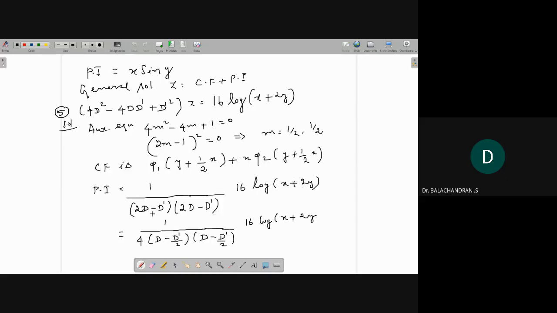Okay, now I want to make the coefficient of D as 1, so then only I can apply that formula. The formula is 1 by (D minus m D dash) of f of (x, y) equals an integral. You can apply the result only if the coefficient of D is 1. So from here I am taking 2 commonly, and from here also 2 commonly. So 2 into 2 is 4. Then (D minus D dash by 2), here also (D minus D dash by 2). So m is 1 by 2 here, and here also m is 1 by 2. 16 log of (x plus 2y).